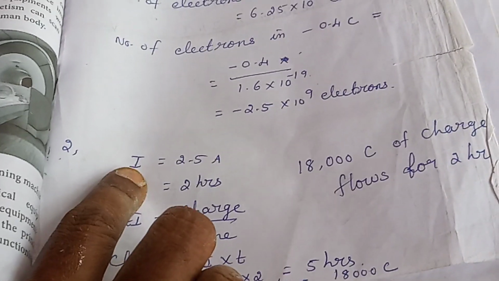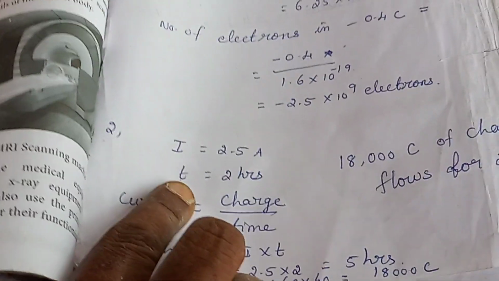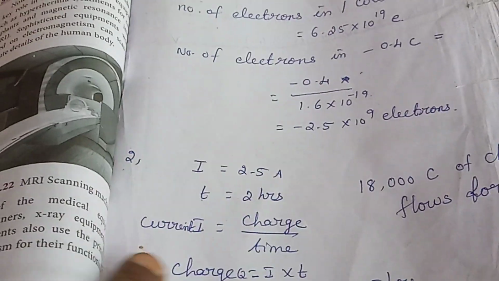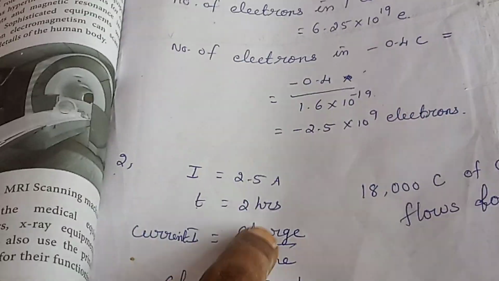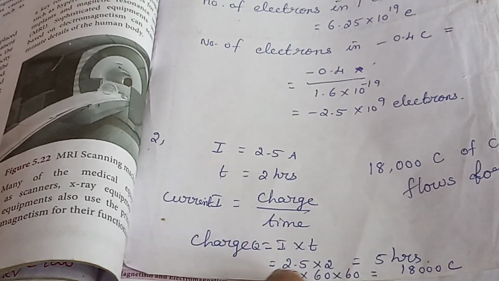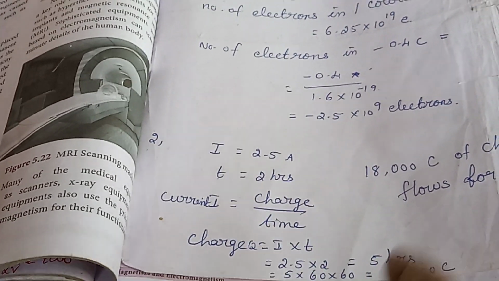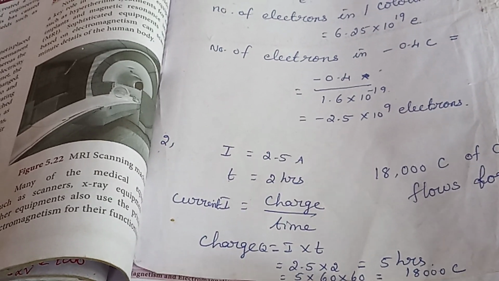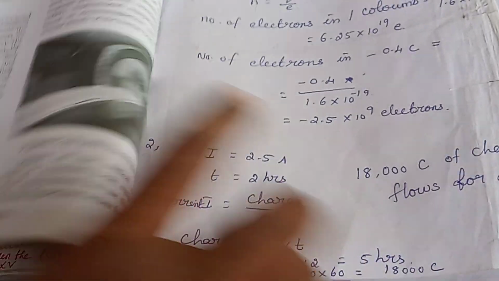First you have to write what is given: current I equal to 2.5 ampere, time equal to 2 hours. Then the current I equal to Q by T, charge by time. So from here charge you have to find: Q equal to I into T. Just multiply and you will get the answer. Hour changes into second, that's 60 into 60. Multiply and you will get this answer.